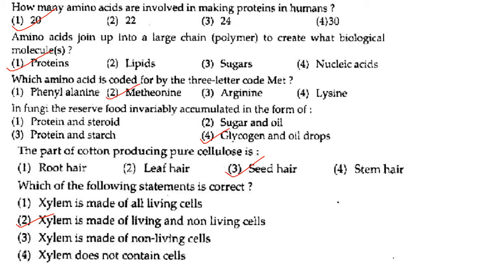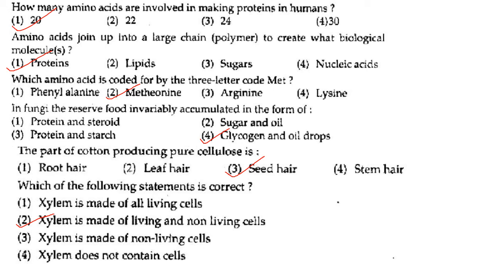How many amino acids are involved in making proteins in humans? Option 1, 20, option 2, 22, option 3, 24, option 4, 30. Answer is option 1, 20. Next one. Amino acids join up into a large chain polymer to create what biological molecules? Option 1, proteins, 2, lipids, 3, sugars, 4, nucleic acids. Answer is option 1, proteins.